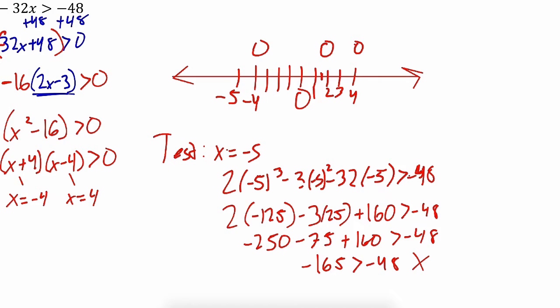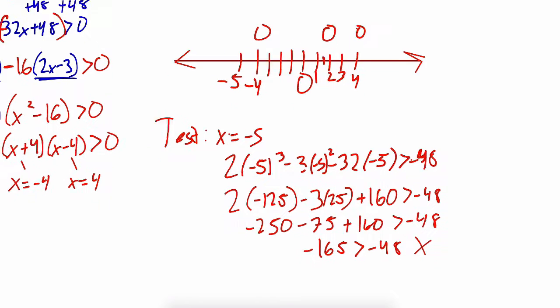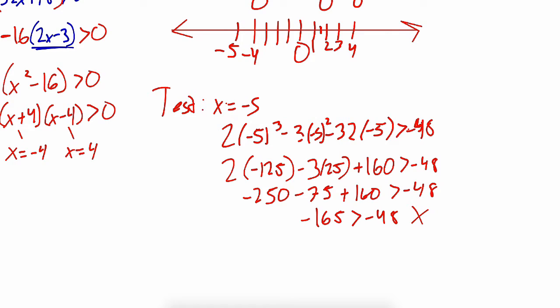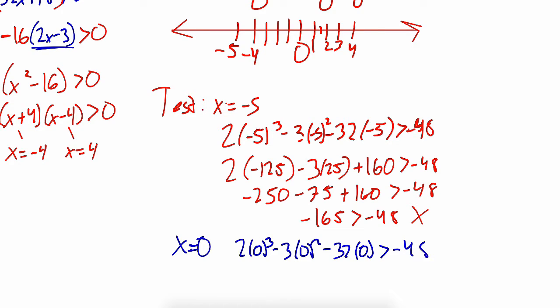Okay, next up, let's test out one that's in the middle here. So again, not off to the left because we tested out negative 5 and it didn't work. Let's test out one in between the negative 4 and the 3 over 2. What I would suggest is plugging in 0, because quite frankly, that's almost always going to be the easiest one to test out. So when we test out x equals 0, we'll end up with 2 times 0 to the third minus 3 times 0 squared minus 32 times 0 is greater than negative 48. This one's going to be nice and easy.